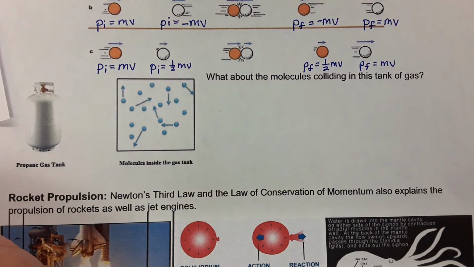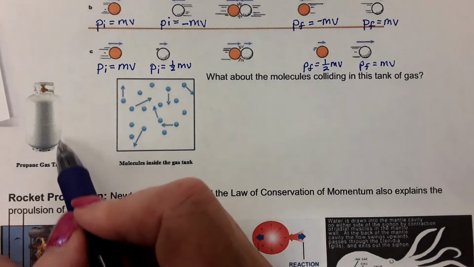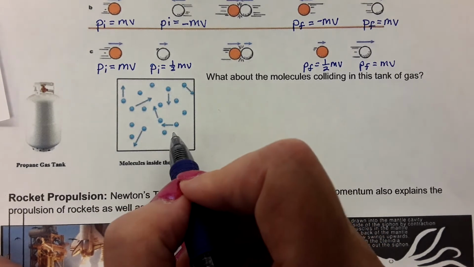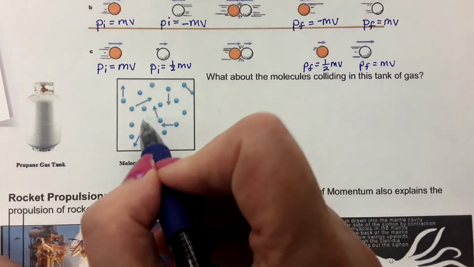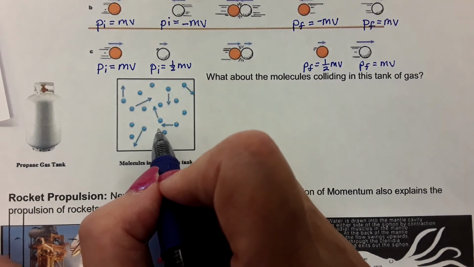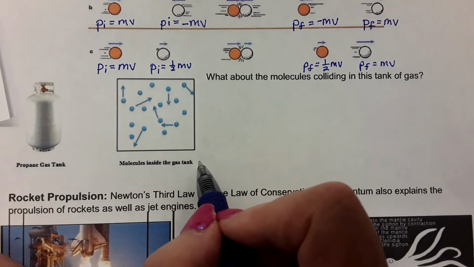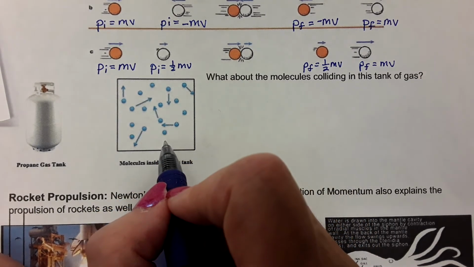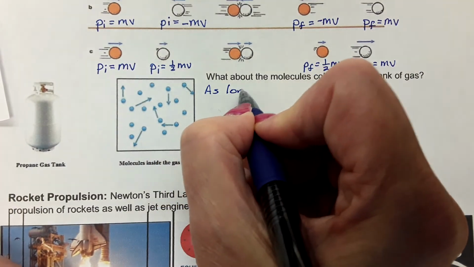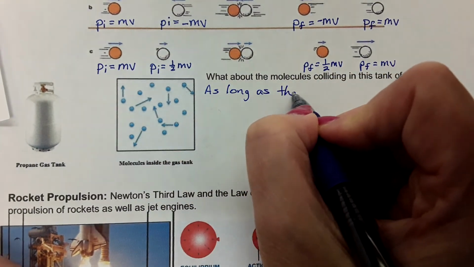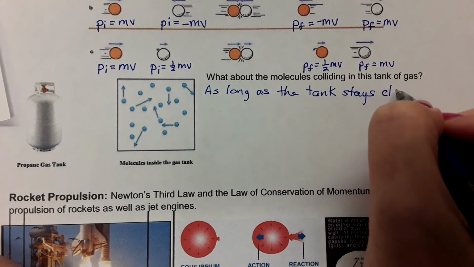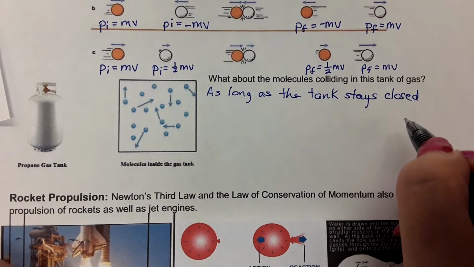What about the molecules colliding in this tank of gas? So here you have a tank of propane gas, and if we could see inside, we'd see all these little molecules bouncing around if we could actually see them on that level. And they're moving in all directions and bouncing around and colliding with each other and colliding with the tank. So as long as the tank stays closed, in other words, no outside influences like opening the tank.